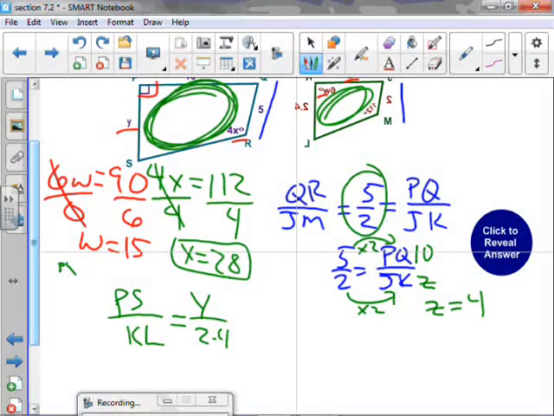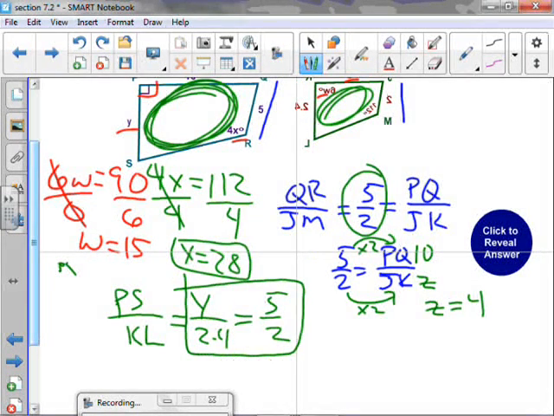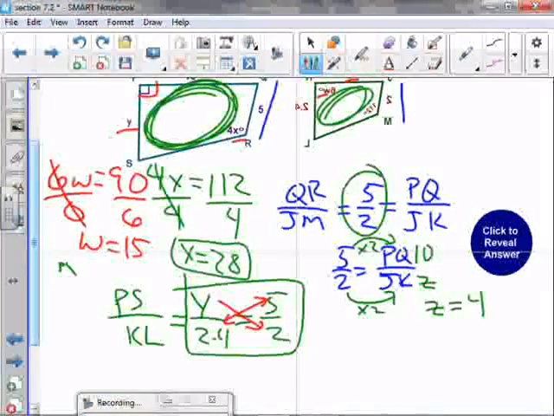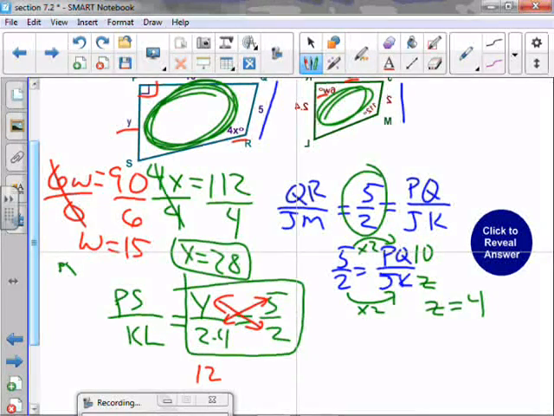And I know that this has to equal 5 over 2. So here's my proportion I'm going to work with. Now I will do cross products because I can't find any tricks real quickly in my head. 5 times 2.4 is going to be 12 equals 2y. And so I can easily see y equals 6.